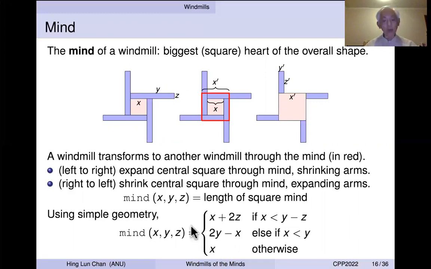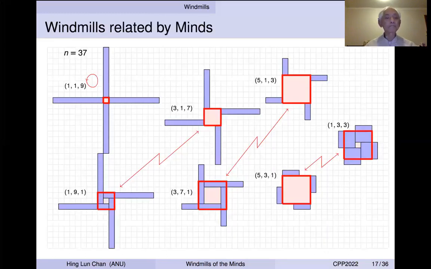Don't worry, what I want to show you is that there are three cases to express the mind, depending on the relative values of the numbers x, y, and z. In a similar way, we can pair the windmills up by like minds. Like this, these two windmills got the same mind, so we can pair them up. That means we can transform one windmill to another through the mind. These two got the same mind, so we can pair them up. These two also got the same mind, so we can pair them up similarly.